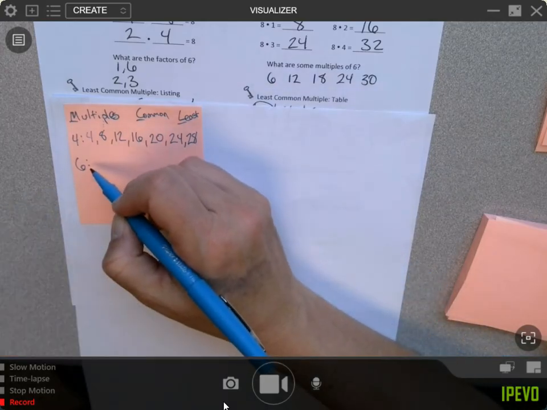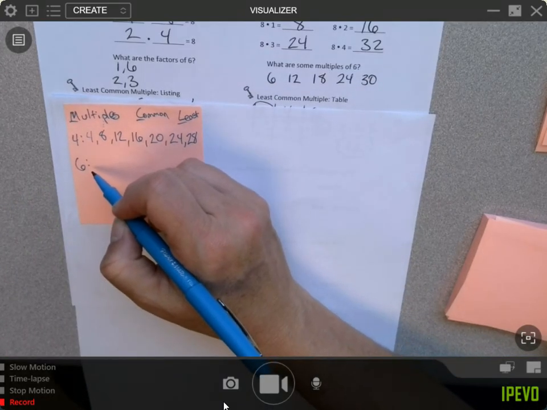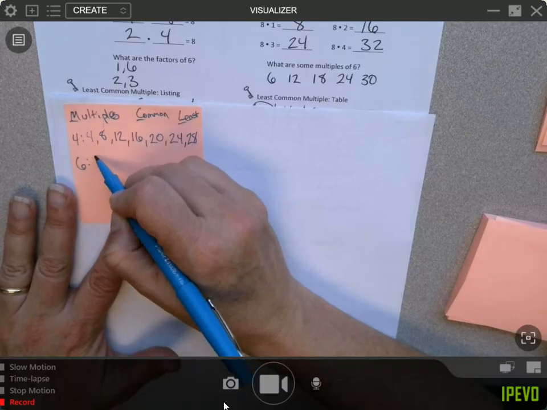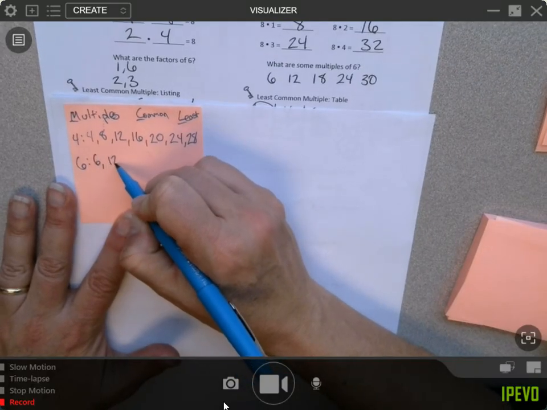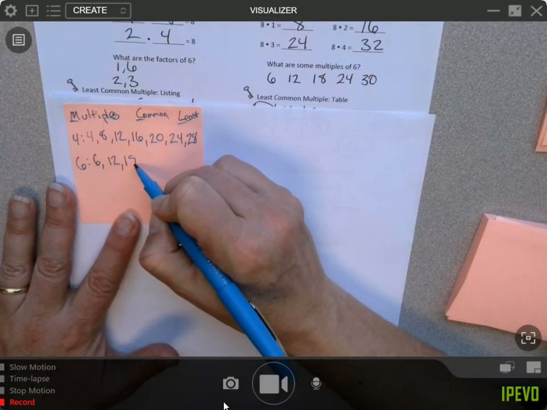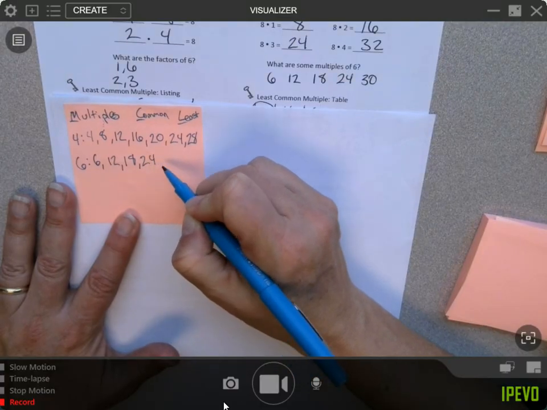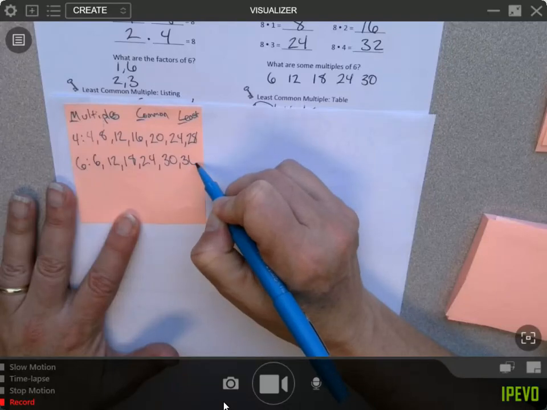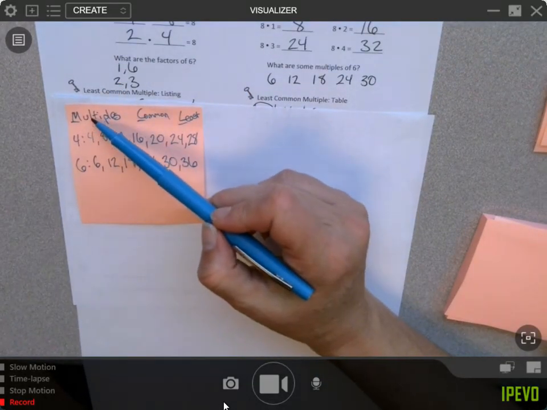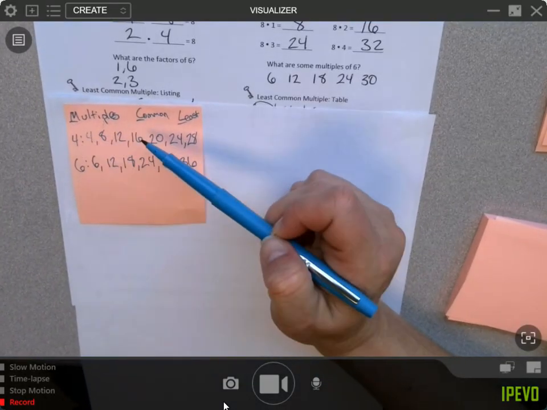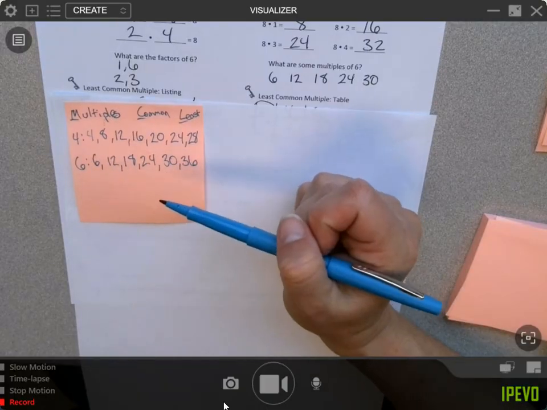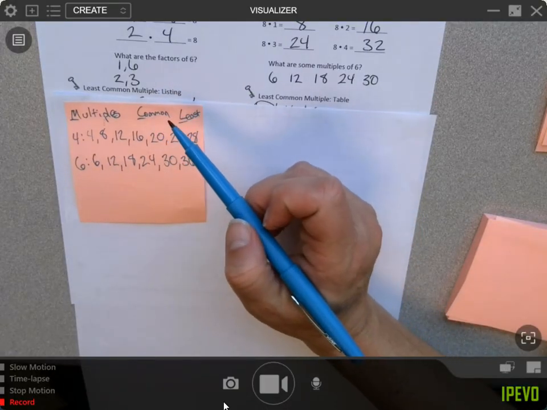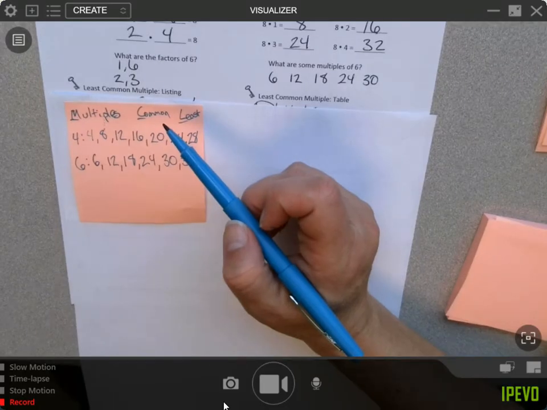Now I'm going to do the same thing with my 6's. So I'm going to start with 6 times 1, 6 times 2, 6 times 3, 6 times 4, 6 times 5, 6 times 6. Okay, so I listed a bunch of multiples for the 4, and I listed multiples for the 6. Now I'm going to go see which ones they have in common.